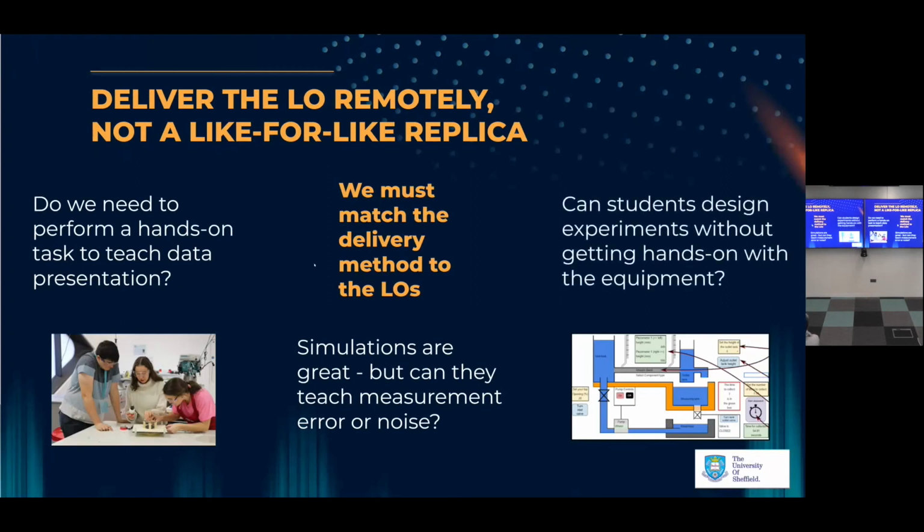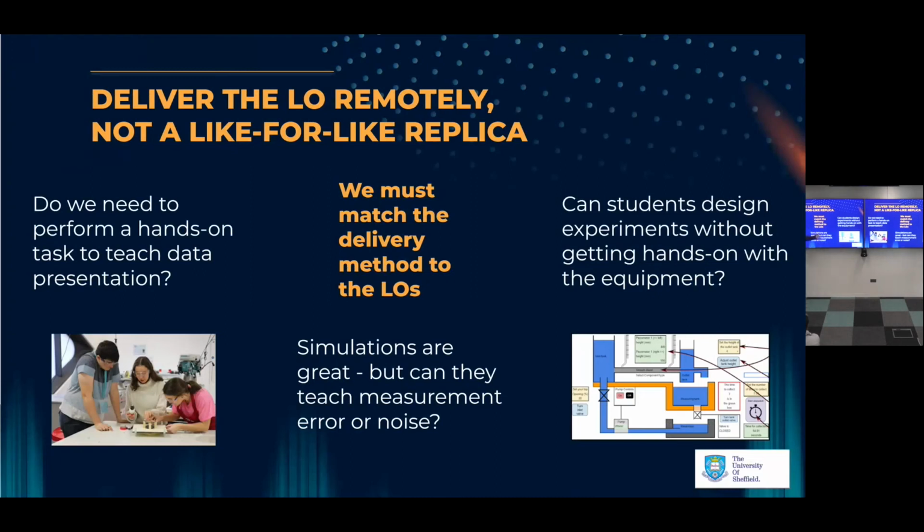I think my final example was about experimental design. This is a learning outcome which might be for students to solve a problem using experimentation and design the experiment from scratch to find something out. Can they do that without getting hands-on with the equipment? And I think the image down there represents one example of this. This is the one that Andrew made, but it shows all of the functions of a different piece of equipment.